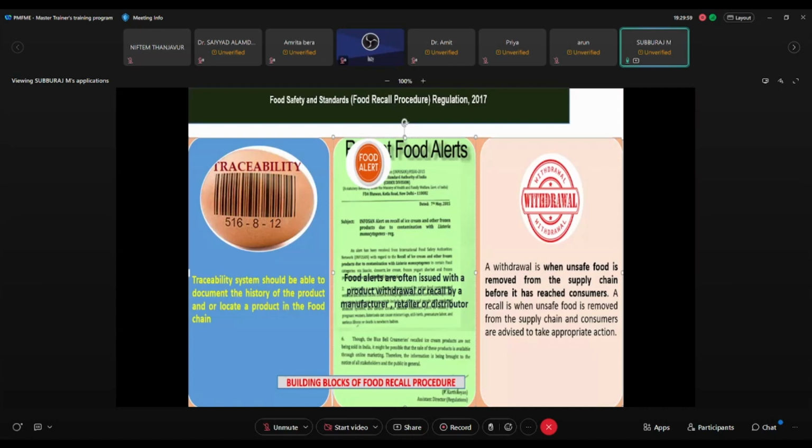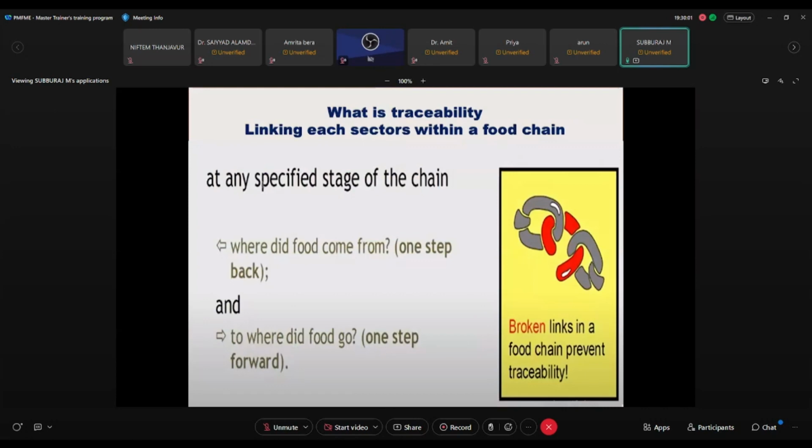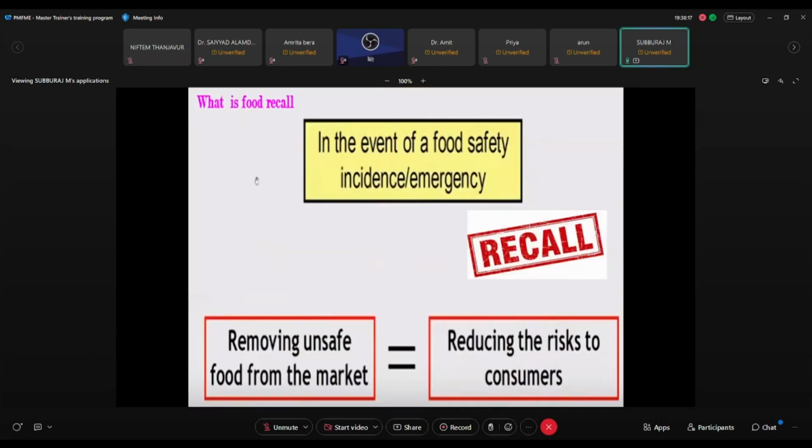So these are very important when we talk about recall: traceability, food alert, and withdrawal. Traceability is the linkage between the sectors. That means we have to think two steps forward and two steps backward. That is known as traceability. Recall means the removal of unsafe food from the market, reducing risk to the consumer.